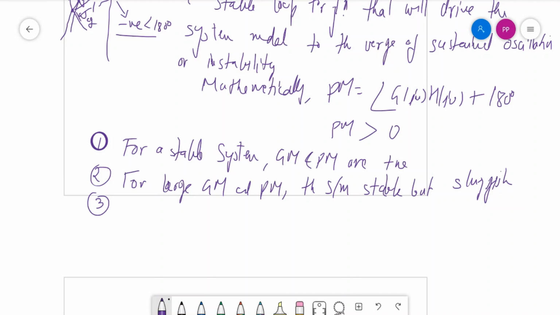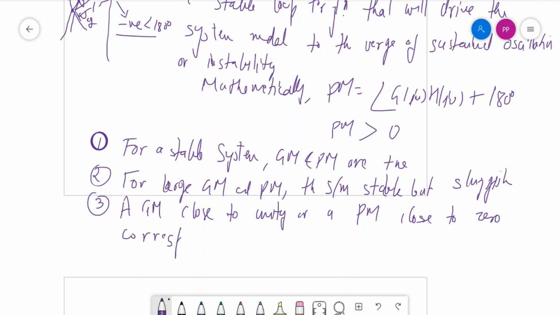Number third point is a gain margin close to unity or a phase margin close to 0 corresponds to a highly oscillatory system transfer function.